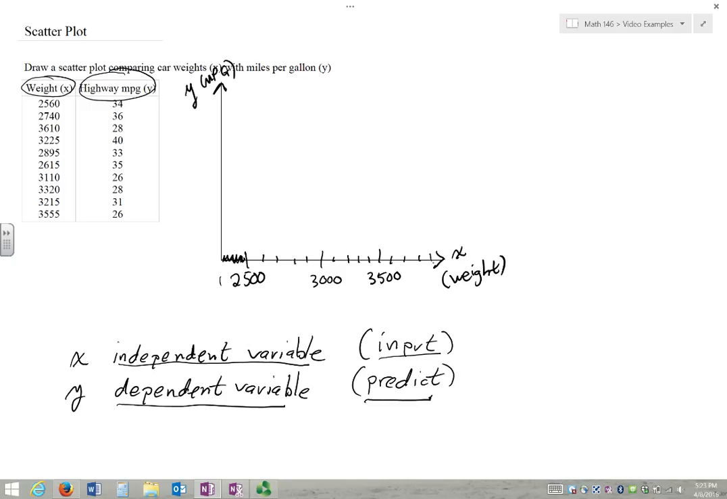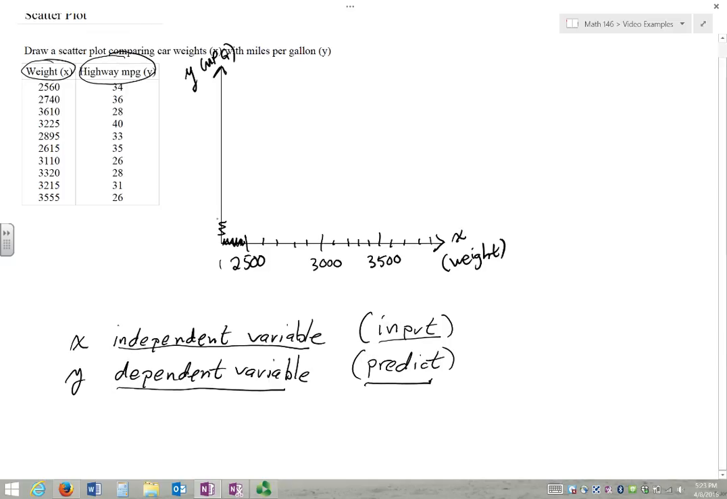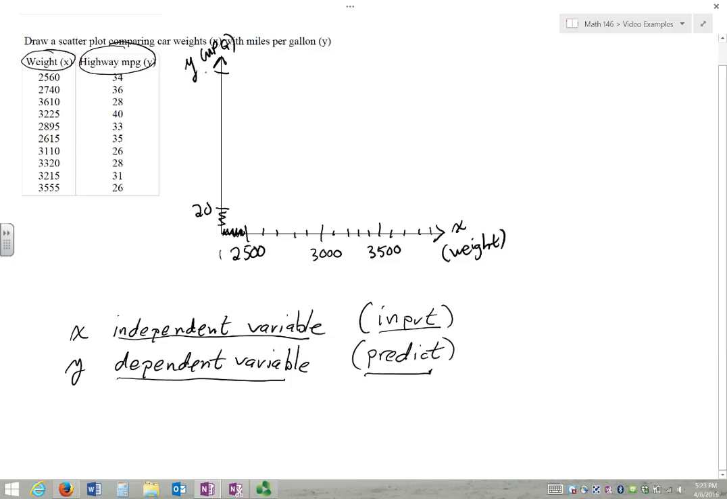And miles per gallon. And again, I'll do the same thing for the y-axis. It's not as necessary here, but let's see. The lowest is, well, let's just start at 20. And the highest is 40. And so there's 30. And we'll go by 2s. Okay, now we're ready to start plotting our data.